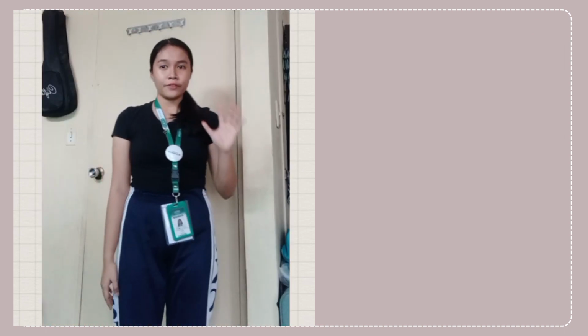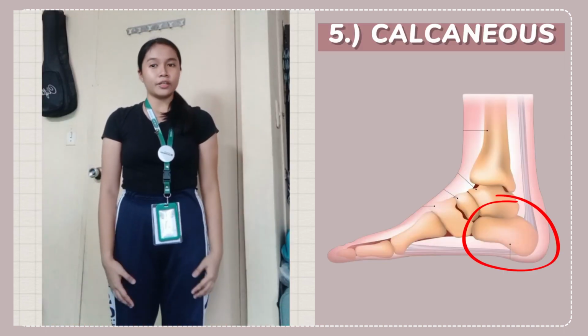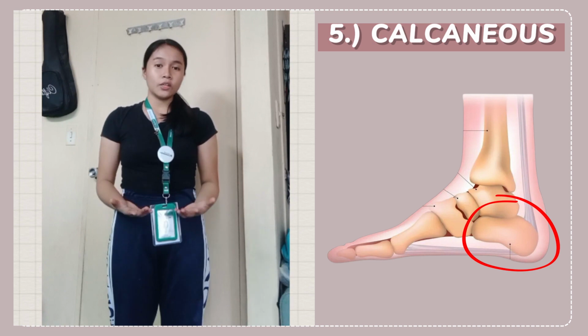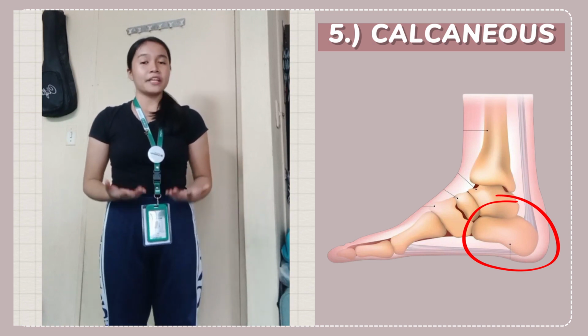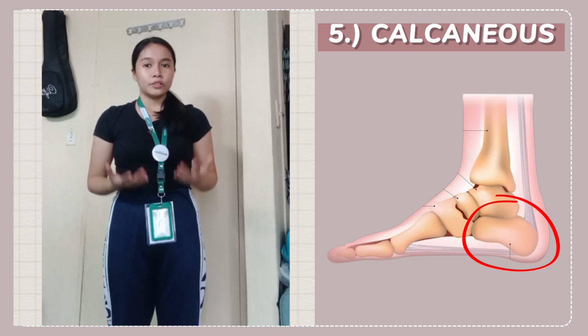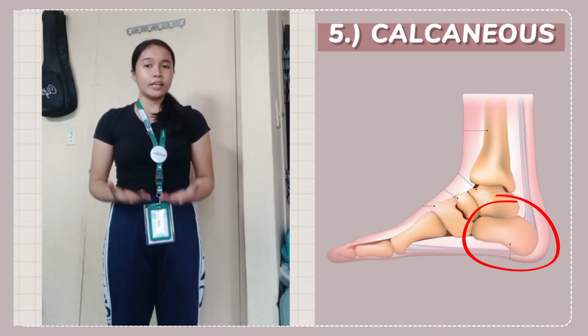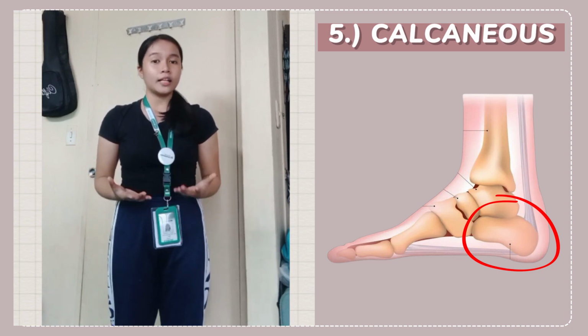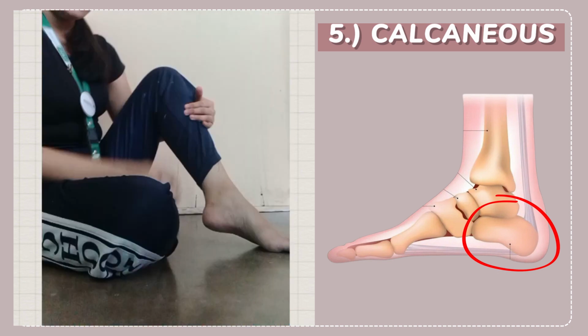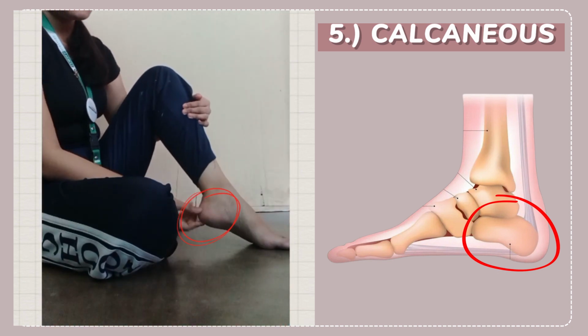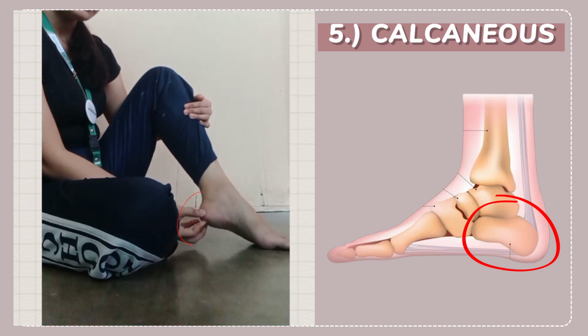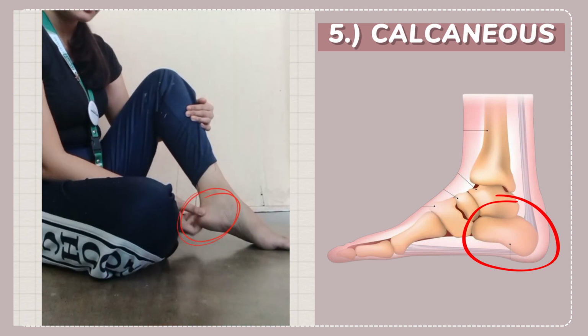So, moving on to the fifth one, which is the calcaneus. The calcaneus is also considered our heel bone. By this, it is just easy for us to locate it. And I bet that just by mentioning the word heel bone, you can already guess and point out where the calcaneus is located. Okay, so let me show you. This part right here is our calcaneus. So, try feeling the bone.